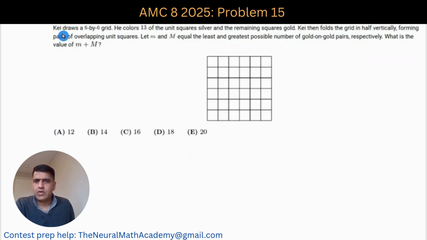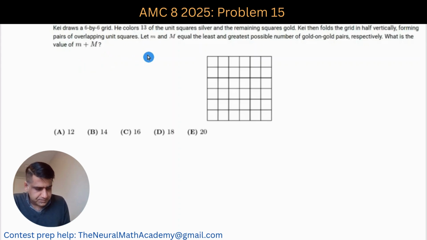So now let's look at problem 15, where Kai draws a 6 by 6 grid. He colors 13 of the unit squares silver and the remaining squares gold. Kai then folds the grid in half vertically, forming pairs of overlapping unit squares. Let small m and capital M equal the least and greatest possible number of gold on gold pairs, respectively. What is the value of small m plus capital M?